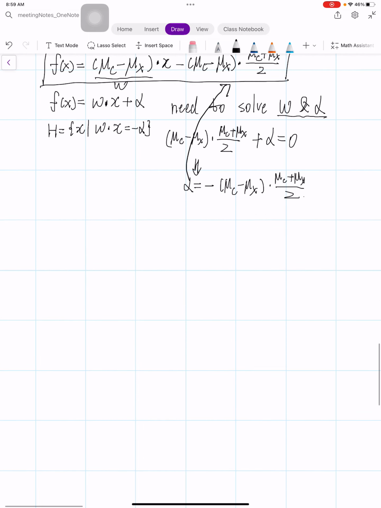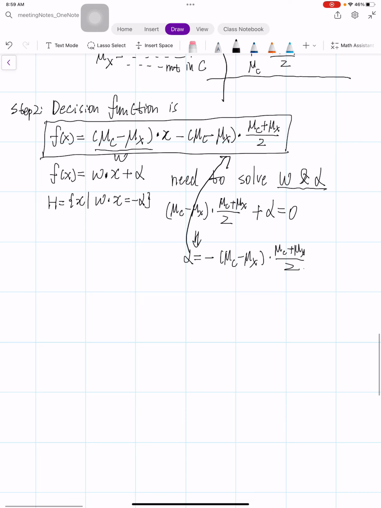And next, for the more general case, we're going to introduce how we find this w and this alpha. That's maybe the first algorithm we introduce in this class. It's called the perceptron algorithm.